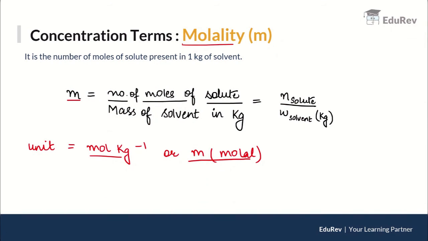Next concentration term is molality. It is represented by small m. Okay. So what is molality? It represents the number of moles of solute present in 1 kg of solvent. This is very important, as you need to take care whether in the denominator solution is coming or solvent. So here you have to take the mass of solvent in kg. So what will the formula of molality be? Number of moles of solute divided by mass of solvent in kg, right? So the unit is going to be moles per kg or molal.